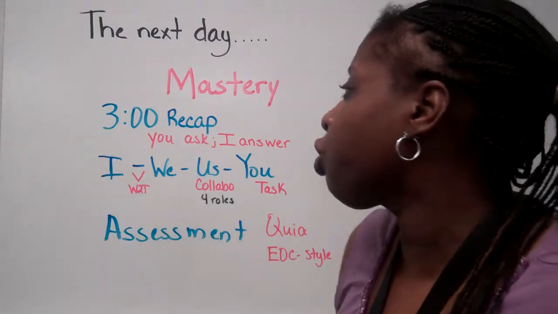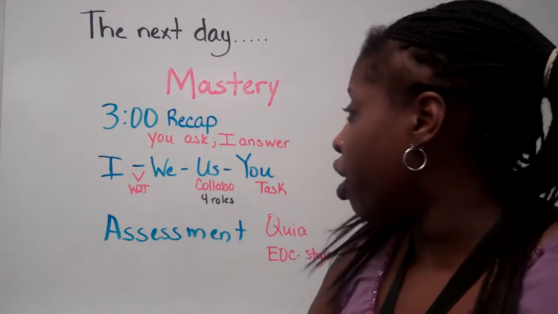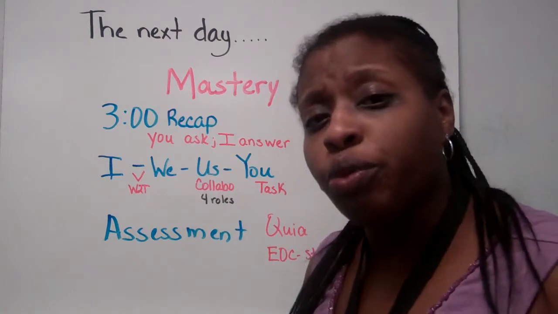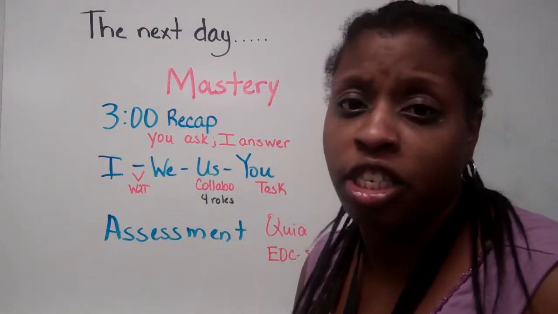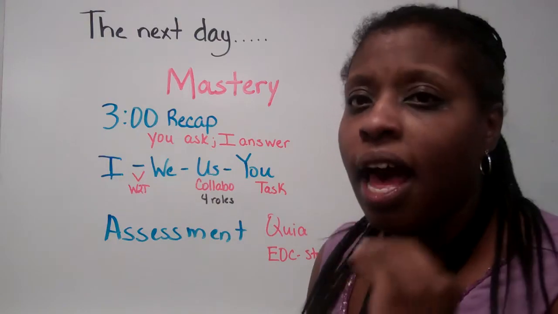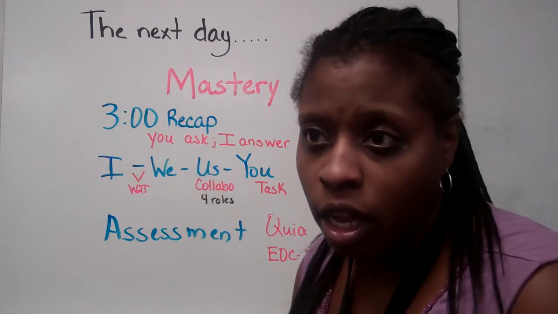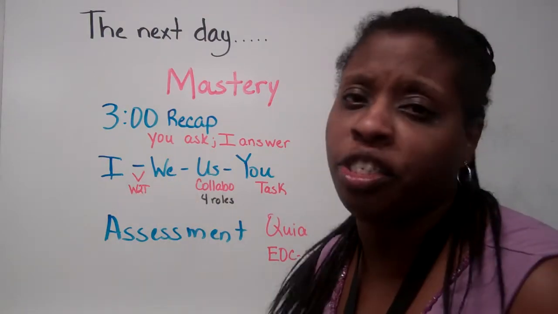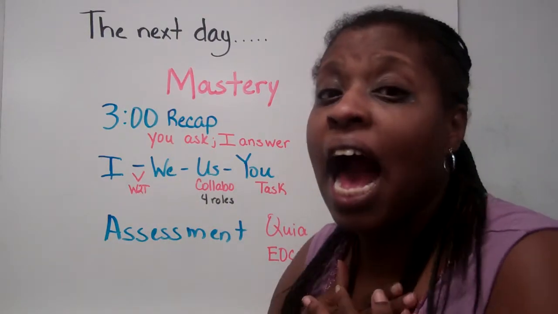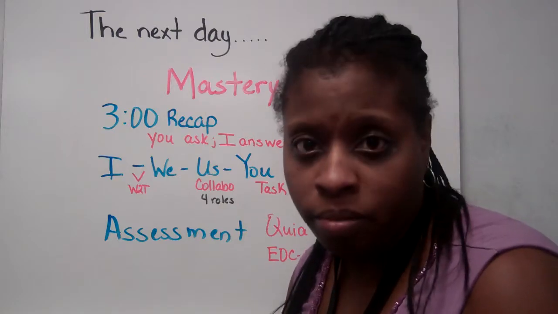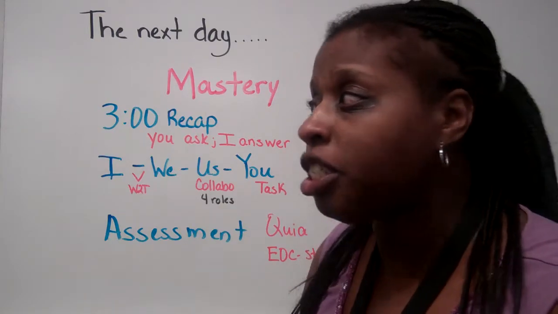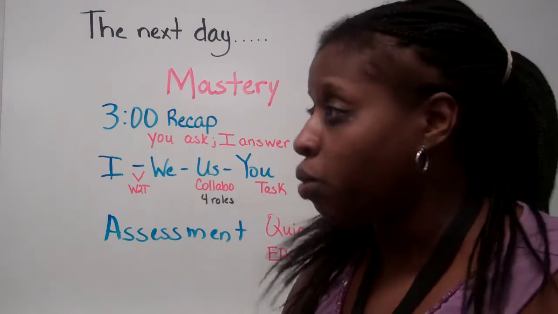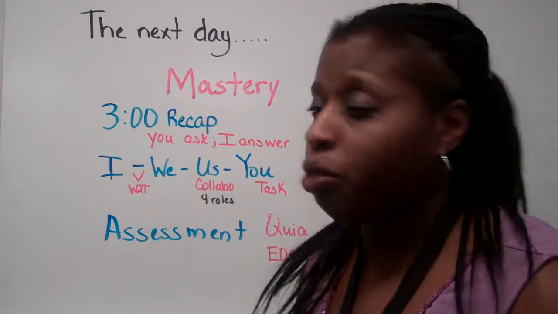We have first the 3-minute recap. That's where I reteach, you ask, I answer. So in 3 minutes, I'm going to reteach the skill where I may go over the VIPs. I may go over an example. And in 3 minutes, you have those 3 minutes to ask me any questions that you came up with, and then I will answer them. So if I don't have a lot of questions, I'll keep going with my 3 minutes until my 3 minutes are up. And then we are done with the 3-minute recap.